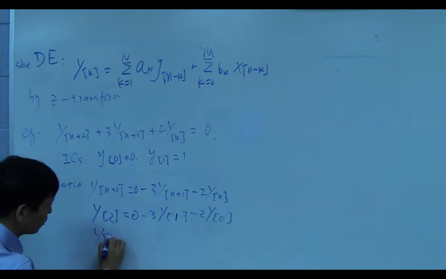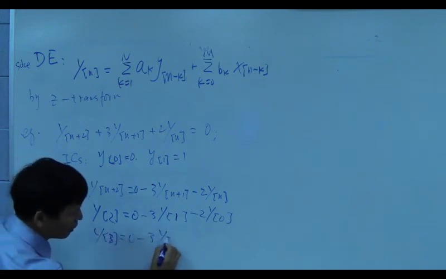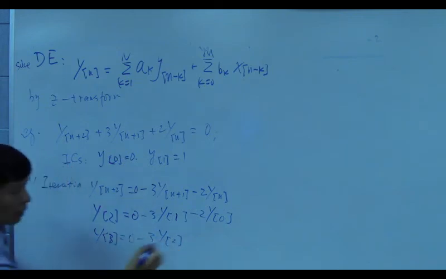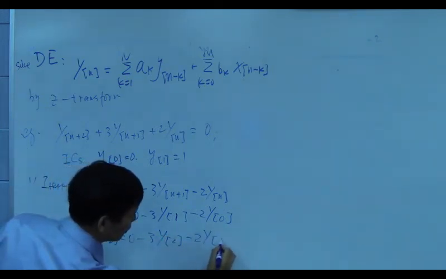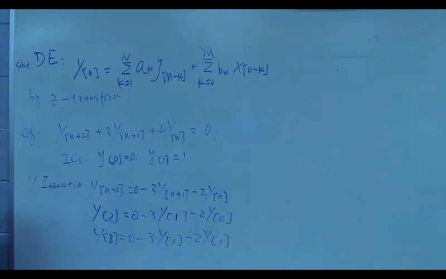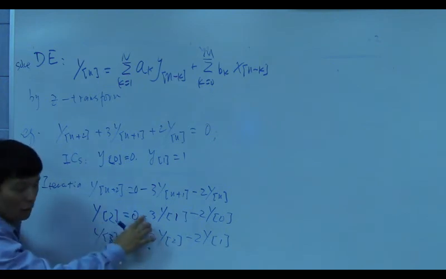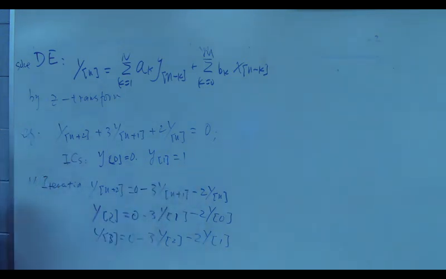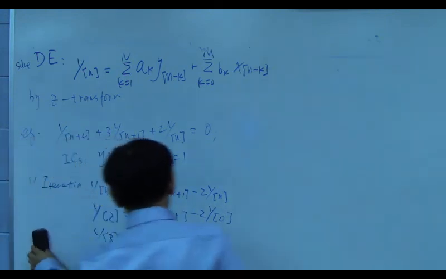Then next one is y3. Here this one must be 2, right? And then minus 2, this one must be 1 here. And we know this from here. And we know this, which is given. Then we can calculate y3. Then we do this one by one. That's called by iteration. You need to be able to do this. This is the first method, right?